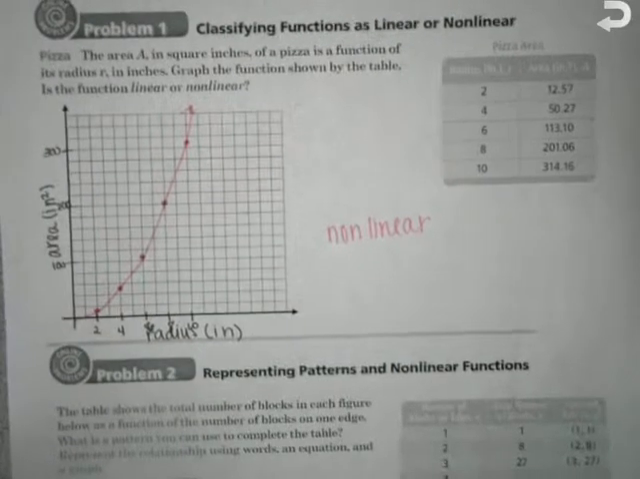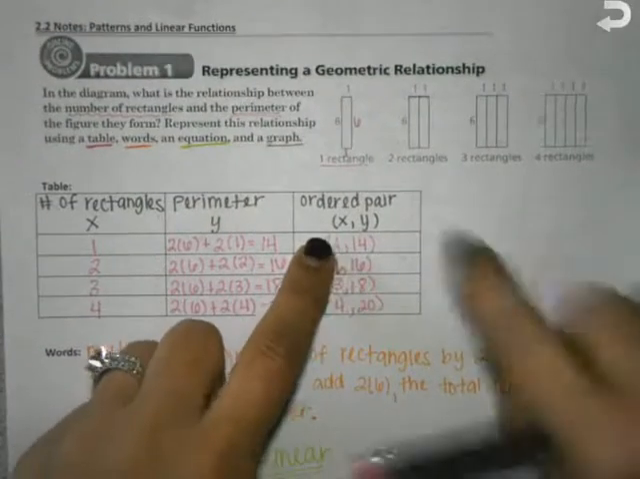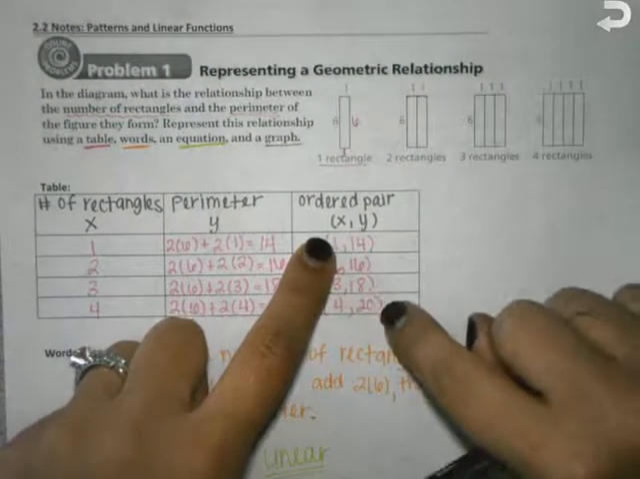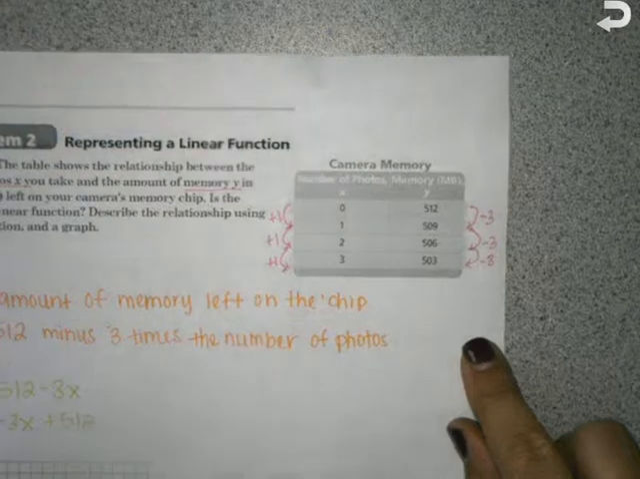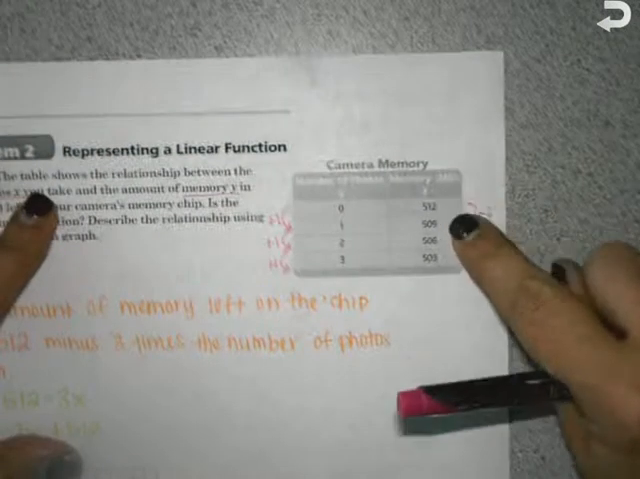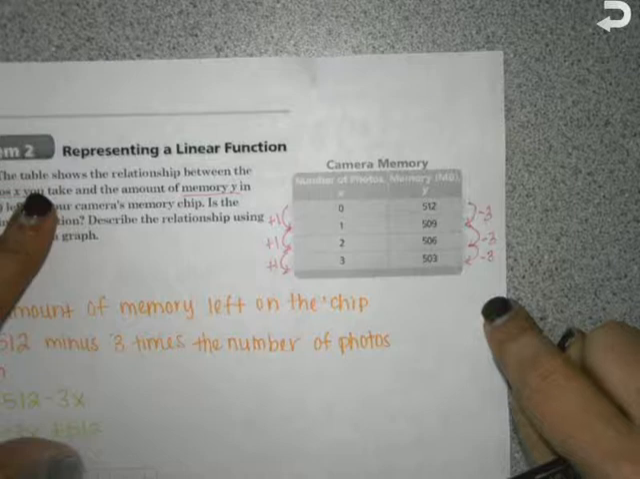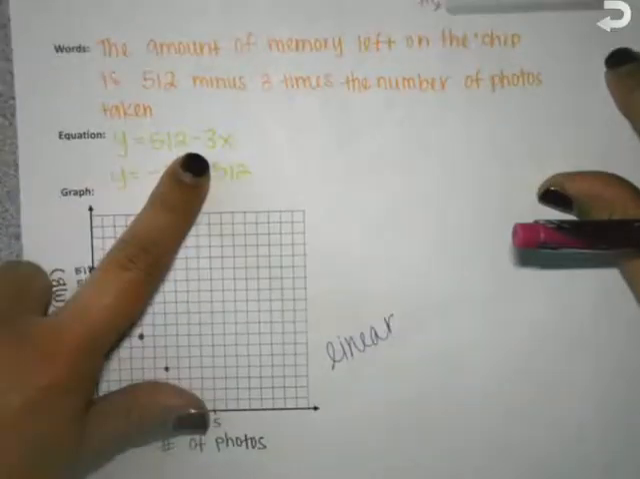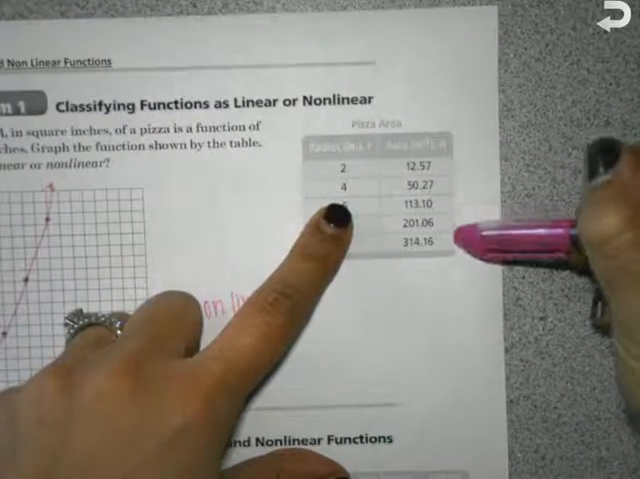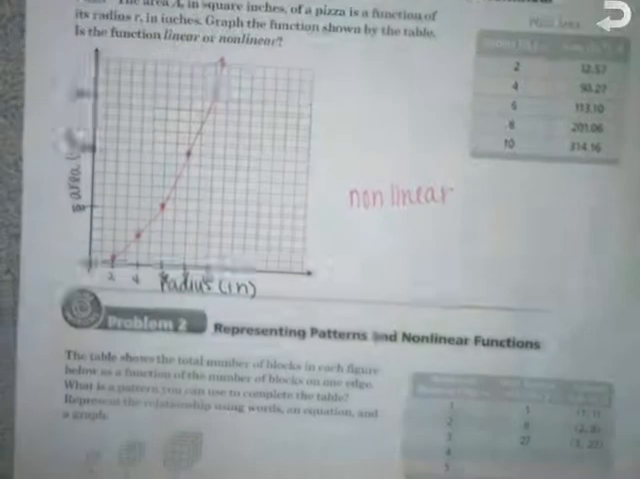Okay? So on your homework, what do you guys notice? Looking back at the 2.2 notes, just really quick. When we were looking at our y coordinates, we went 14, 16, 18, 20. What are we adding each time? 2. What did we multiply x by? 2. Okay? Looking at problem 2, we went from 512 to 509 to 506. What were we doing each time? Minus 3. And look at our equation. It was negative 3. So, are we adding the same number every single time here? No. So it's not linear.